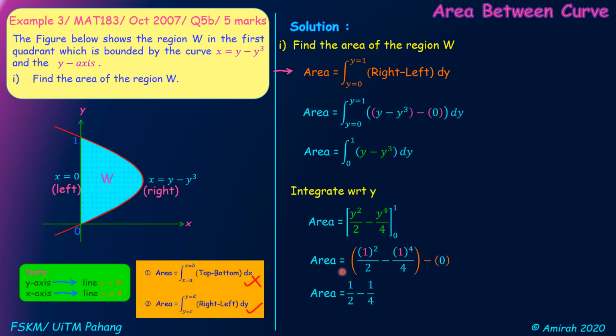Then we simplify. So we get area equals half minus 1 over 4, and area equals 1 over 4. And then we must write unit squared, because it is area. So our area for this region equals 1 over 4 unit squared. Notice that area is always a positive value. If we get area equals a negative value, maybe there is something wrong when we integrate, or maybe something wrong in the setup of the formula here. So the answer: area equals 1/4 unit squared.